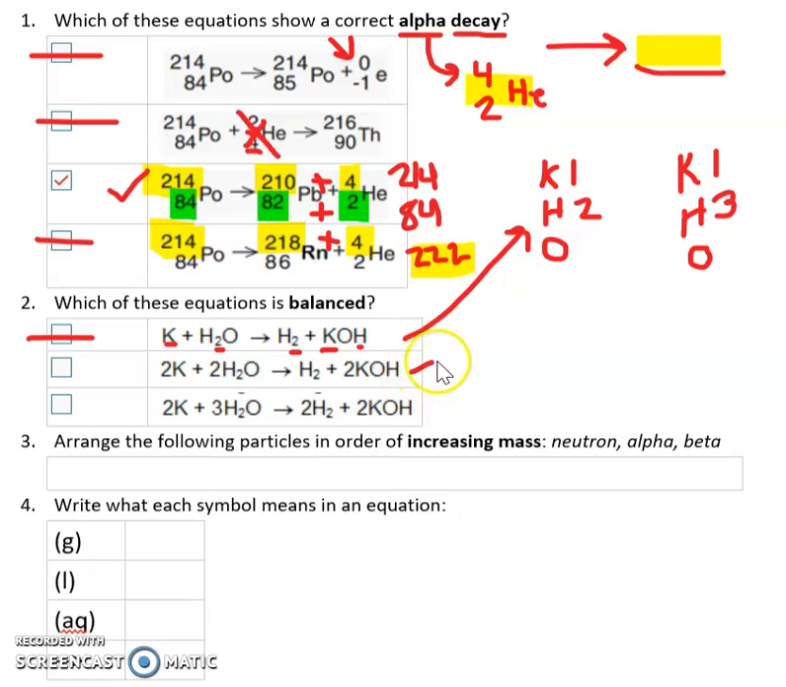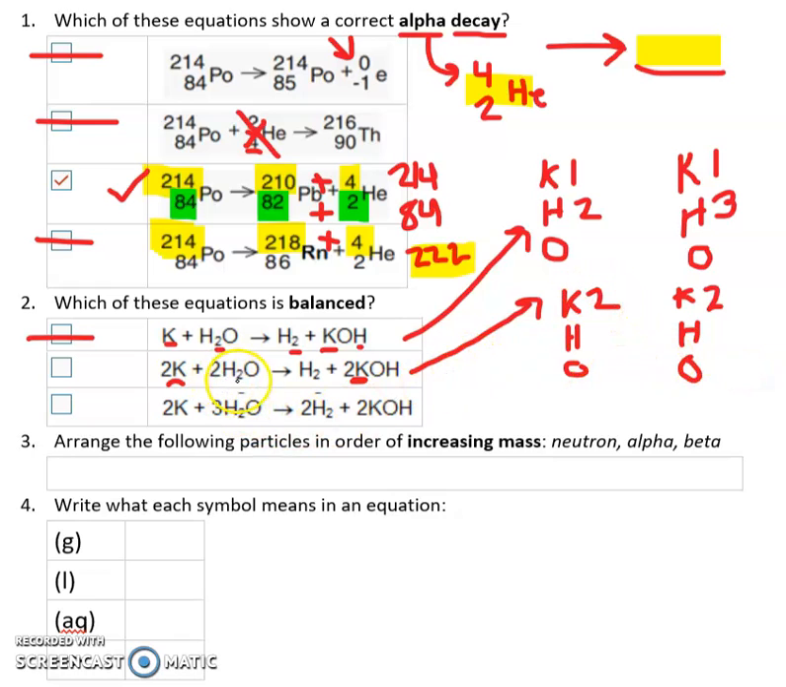Let's move on to B. Let's do it right here. Let's see if I run out of space. So I have potassium, I have hydrogen, and I have oxygen. Potassium, hydrogen, and oxygen. All right. So I have 2 potassium atoms on my reactant side. I have 2 potassium atoms on my product side. We're looking good so far.